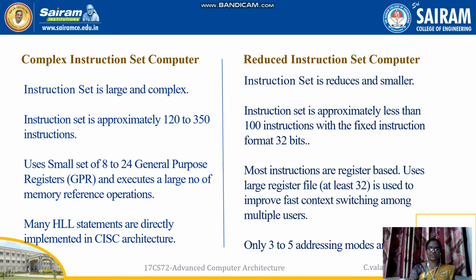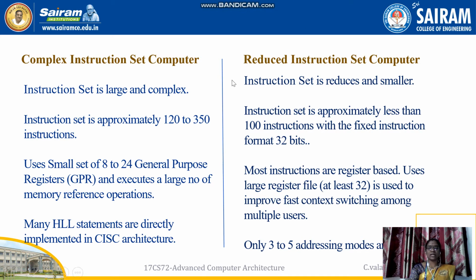Here in CISC architecture, it uses a small set, whereas in RISC architecture, it uses a larger size register file. Minimum it has 32 registers, and it may go up to 64 registers. It is used to improve the context switching among multiple users. So when you increase the register files, it will improve your context switching, thereby giving more speed of execution. And here it uses only 3 to 5 addressing modes. In the RISC architecture, very limited addressing modes are possible.